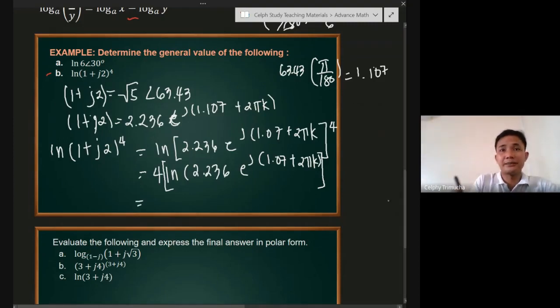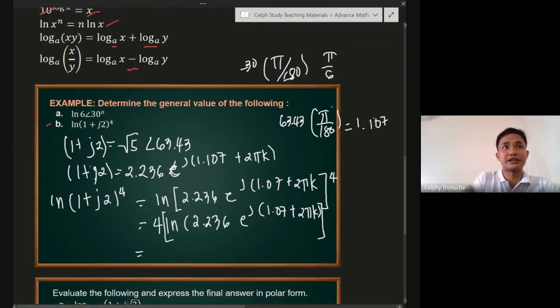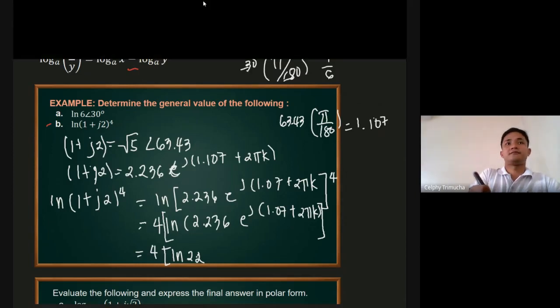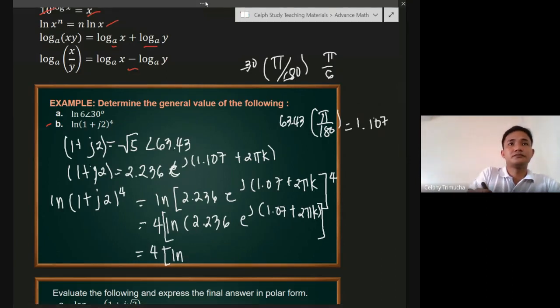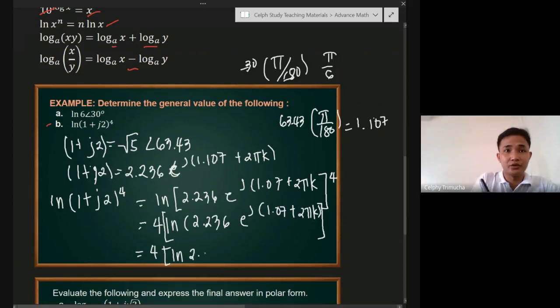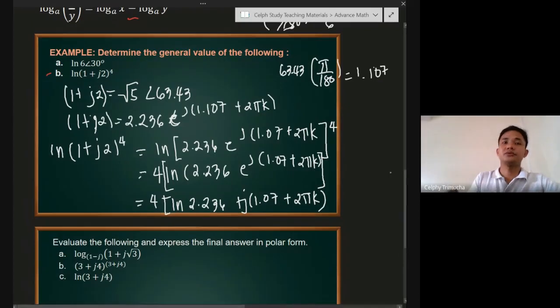Applying the second property of logarithms, for multiplication, we apply it inside the parentheses, so we will have 4 times a bracket with ln of 2.236 plus, copying our exponent, j times 1.07 plus 2 pi k.